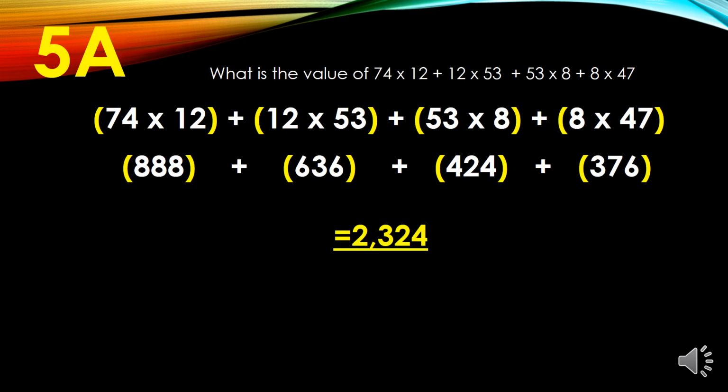So here, what is the value of 74 times 12 times 12? This is the same idea I have said earlier. First, we need to group them in accordance with the precedence, the multiplication, then we do the addition. So in this case, we have 74 times 12, we group them. 12 times 3, we group them. 53 times 8, we group them. 8 times 47, we group them. That will equate to 888 plus 636 plus 224 plus 376. That would equal 2,224.